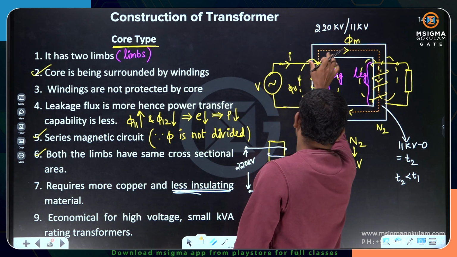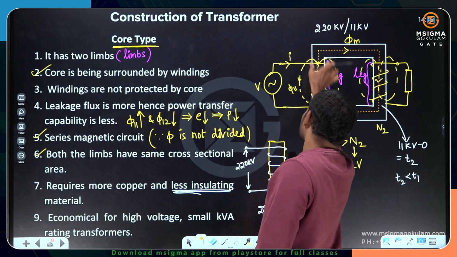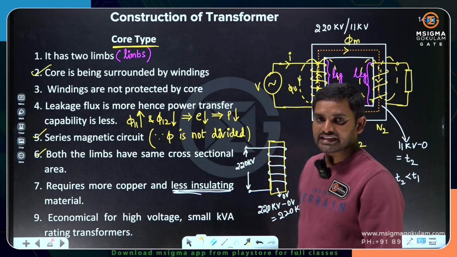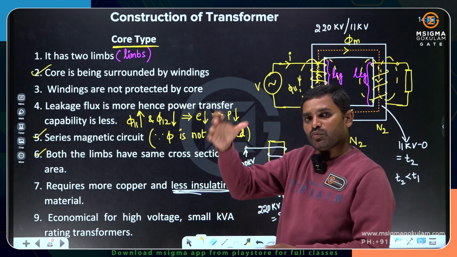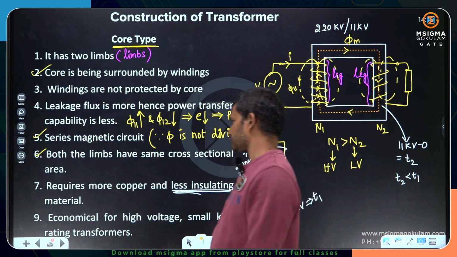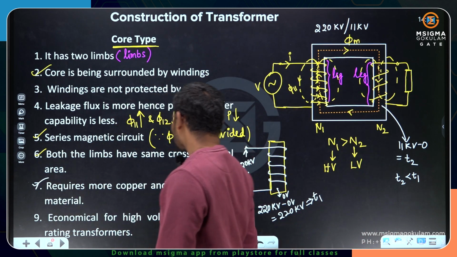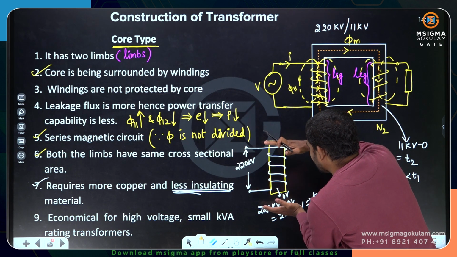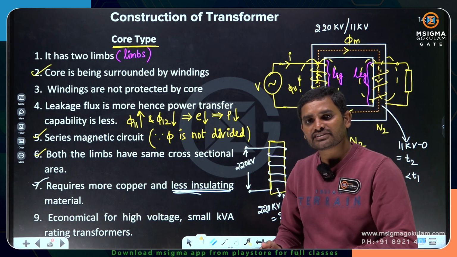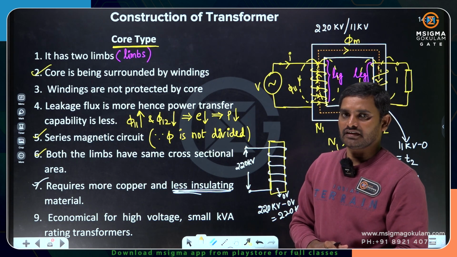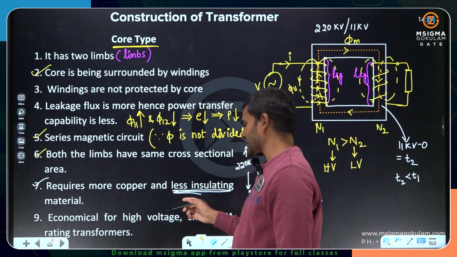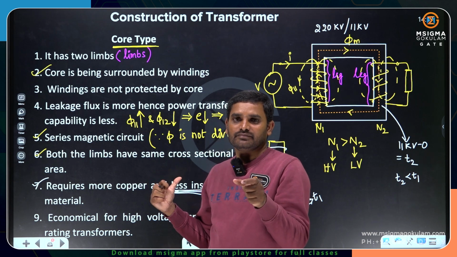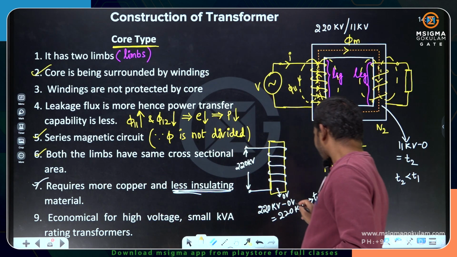So you can use more copper throughout the length of the leg, and completely a 220 kilovolts winding. So you can place more amount of copper with less insulation. Okay, so that's why more number of turns are there, less insulation is there. Because of less insulation, you can operate it at high voltage rating. Less insulation means only one thickness of insulation. Please remember that one. I'll show you in the shell type construction.